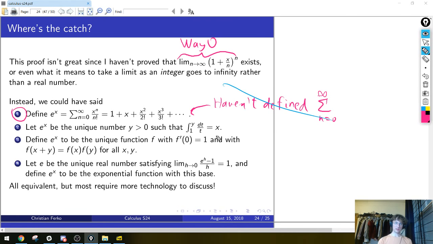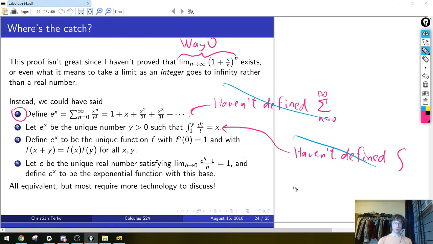Here's the Spivak definition, which is really the most rigorous mathematical definition. Define e to the x to be the unique number y greater than 0 such that the integral from 1 to y of dt over t equals x. Why didn't we do that? For the fairly obvious reason that I haven't defined what an integral means. So that's the one I will eventually retcon this with, but we can't do that yet.